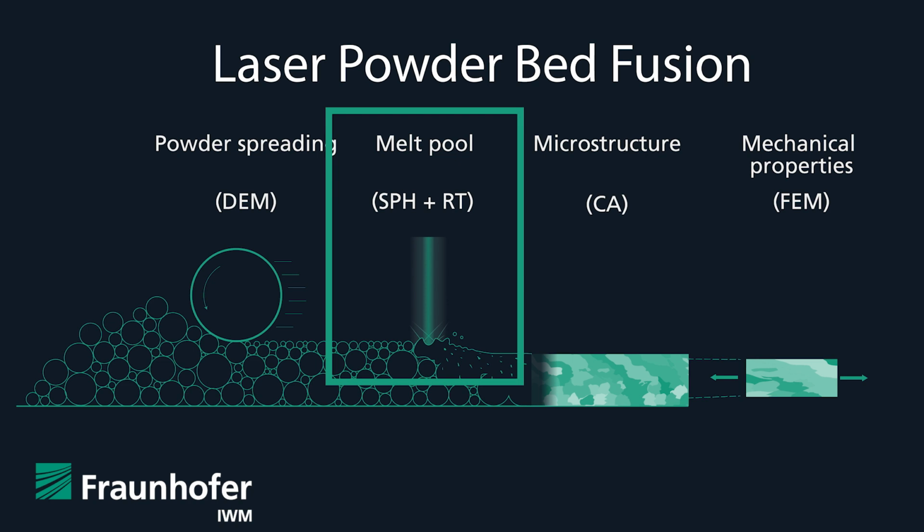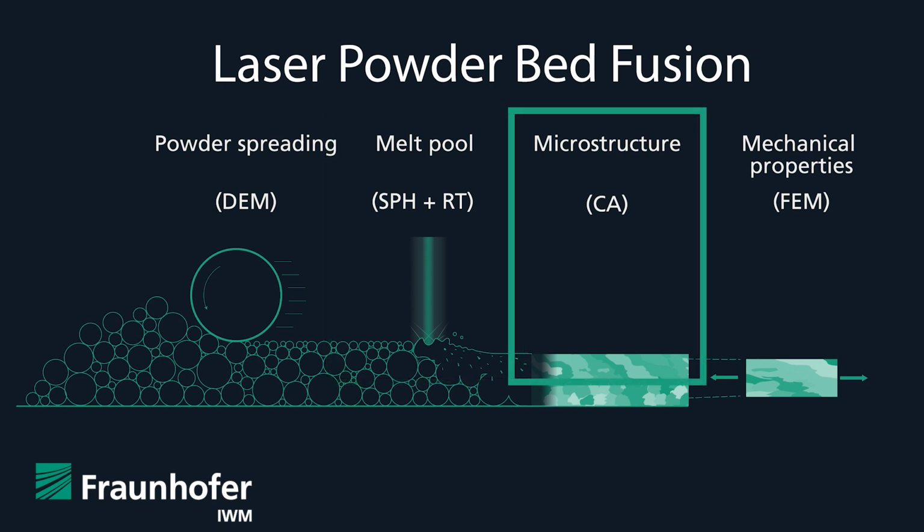Once the powder particles liquefy, we use Smoothed Particle Hydrodynamics to model the melt pool dynamics. This method can represent a great variety of physical phenomena. For instance, how hot does it get when the particles melt? And how do the powder particles fuse together? One important result of this simulation is the shape of the melt pool and the temperature history. Both pieces of information are required for the subsequent simulation step, the evolution of the microstructure.